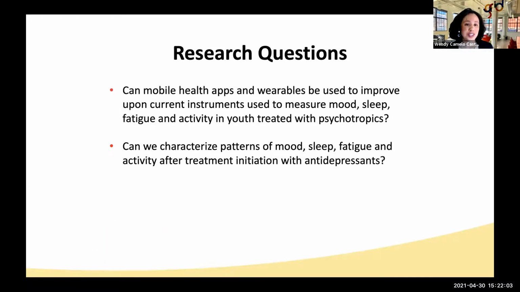This is the motivation behind the MindPower study. So the questions that are guiding our work are whether mobile health apps and wearables, in this case an activity tracker, can be used to improve upon the measures that we currently obtain from clinical instruments that are used to measure mood, sleep, fatigue, and activity in adolescents that are being treated with antidepressants. And the second big research question is, can we actually characterize those patterns? And in the future, can we use those patterns to predict early or lack of response to treatment? Next slide, please.